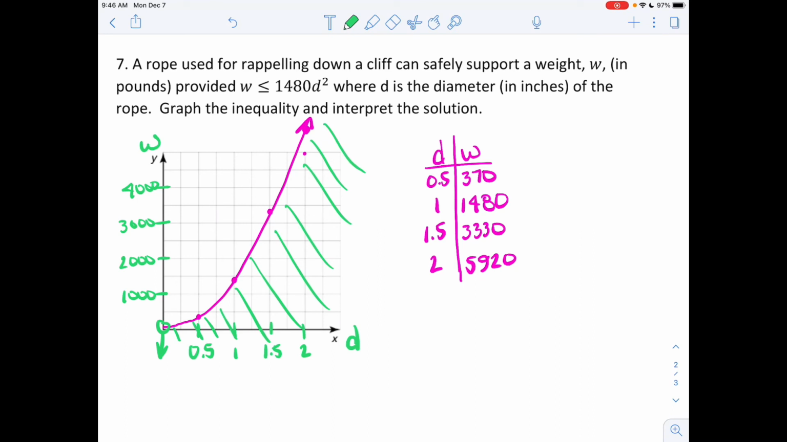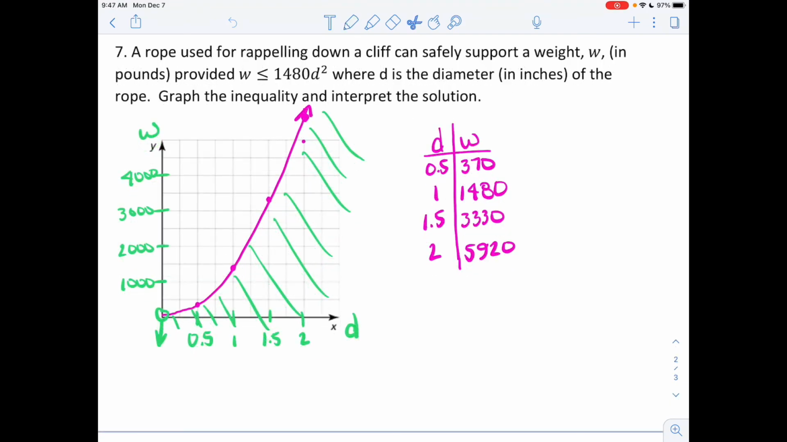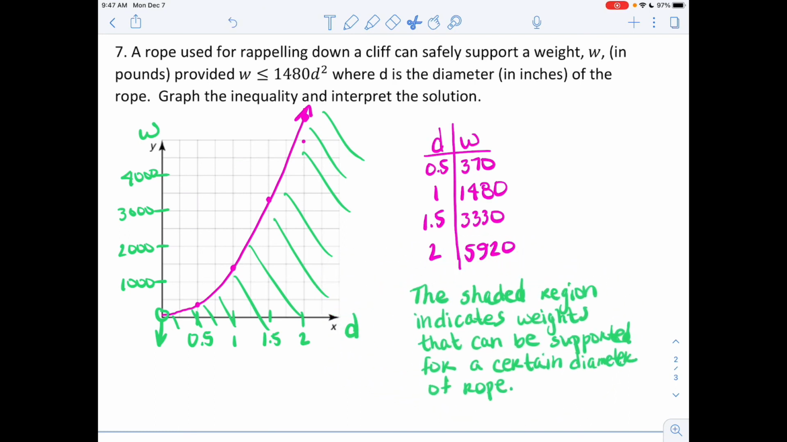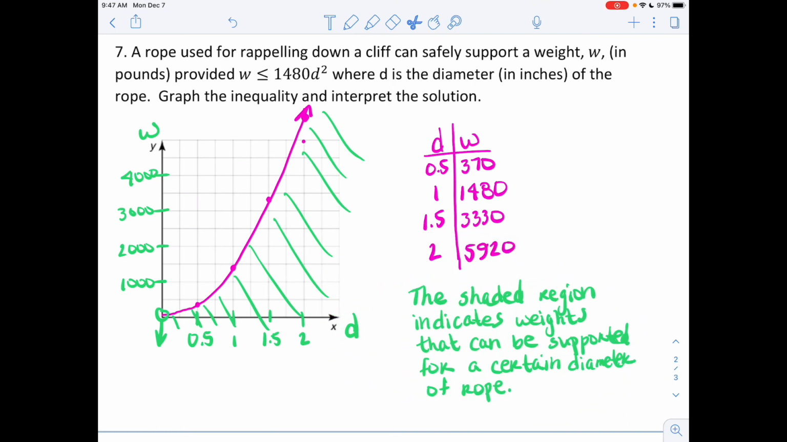The second thing that this asks is that we interpret the solution. Interpreting the solution means saying, what does the shaded area mean? In this case, the shaded area means that all the weights in this area can be supported for a certain diameter of rope. Remember that our diameter is our X, and that's the diameter of the rope, and W is the weights that can be supported by that rope.